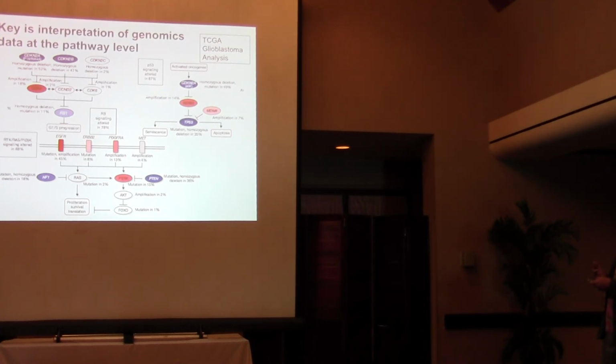We know why that happens, and there's a little annotation over here, amplification in 14%. We just saw one with 80 copies of this sucker. That's a really good example of, yeah, we do see this gene amplified a lot. Now, why does that cause cancer? It causes it indirectly. As I said before, MDM2 inhibits P53. So this little T means inhibit.